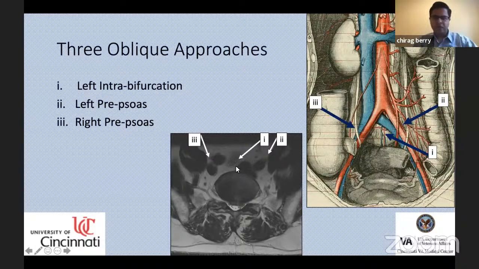This is how it would look in the axial section taken through the L5S1 disc. So this is the intra-bifurcation. This one is going left pre-psoas.